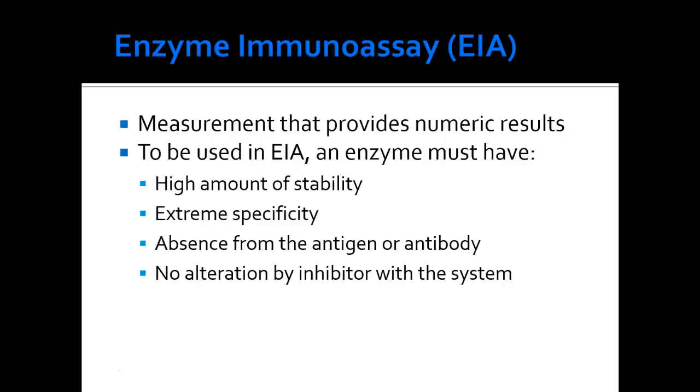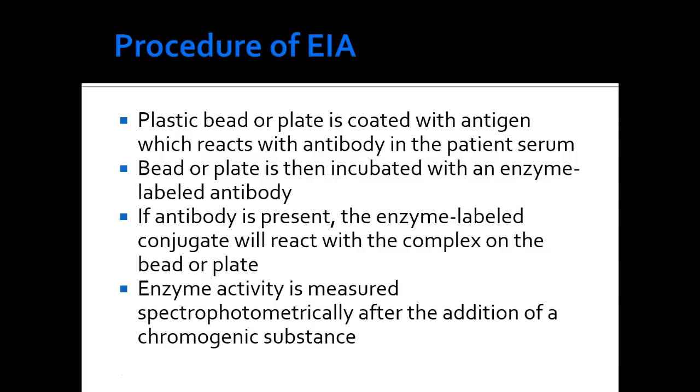Next is the enzyme immunoassay. This is a measurement that provides actual numeric results, and in order to be used in an enzyme immunoassay, it has to be very stable, very specific. It has to have absence from the antibody or antigen, and there can't be any alteration by an inhibitor within the system. Here's how this procedure works, and we're actually going to perform this later on in the quarter.